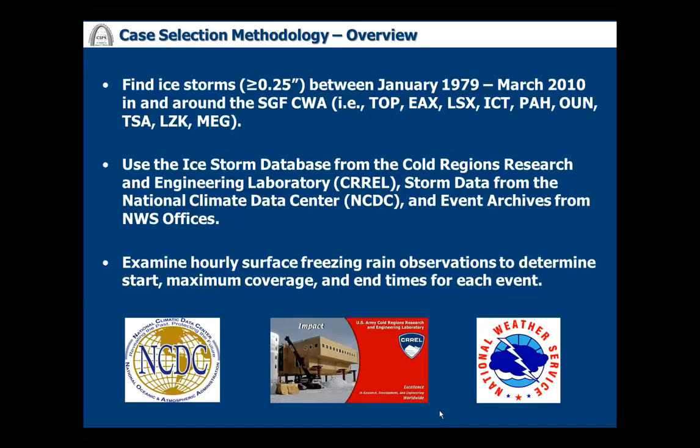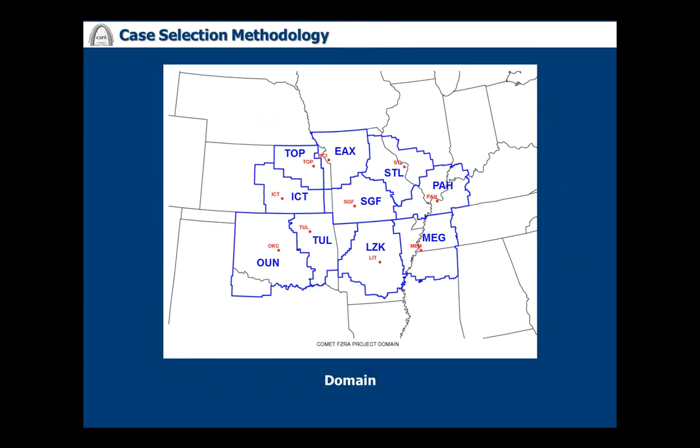We utilized the Cold Regions Research and Engineering Laboratory. They do some work mapping out some of these ice storms, going back and looking at the past data. Also, obviously, we used storm data from the NCDC and event archives from some of the local offices of the recent years' ice storms. What we were trying to do was use surface observations of freezing rain to determine a start, maximum coverage time, and end time, since we're doing a composite study. Those are the three times that we're going to focus on throughout the project.